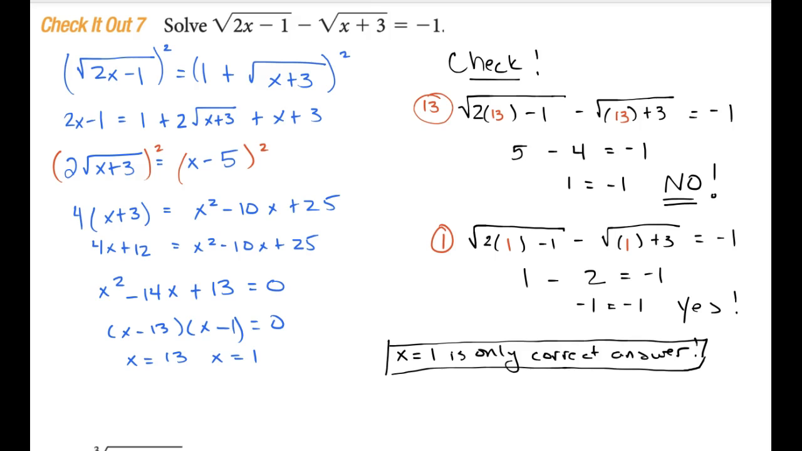Okay, so here is the answer, and you can look through everything in blue there and get down to see where I got 13 and 1. But when you check them, 13 does not check out, 1 does, so x equals 1 is the only correct answer. And I would encourage you to go graph this in Desmos and see if that actually checks out, that x equals 1 is the only place where it touches the x-axis.